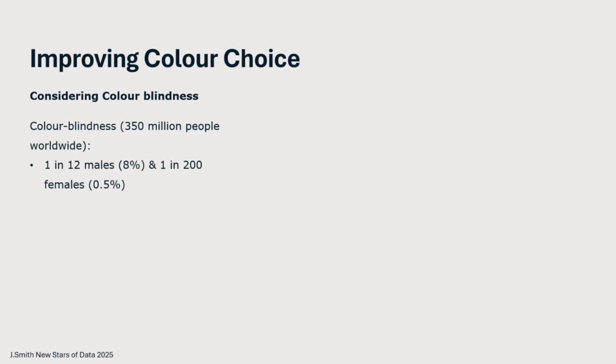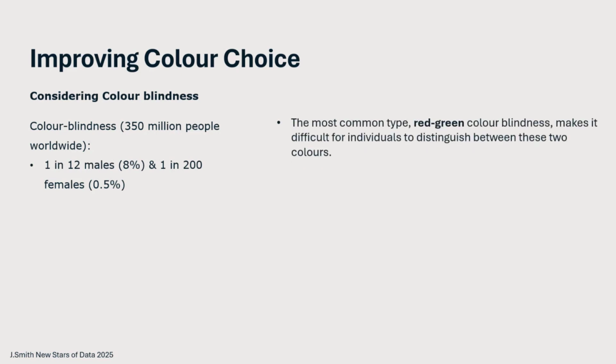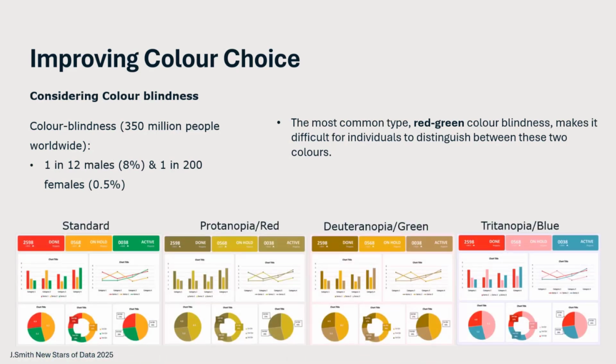In addition to general low vision and color blindness, there are other common conditions that affect the ability to see colors. That includes glaucoma and cataracts. Unfortunately, the most common type of color blindness is red-green, which makes it difficult for individuals to distinguish between these two colors. And in reporting, we love using RAG colors, which are red, amber, and green.